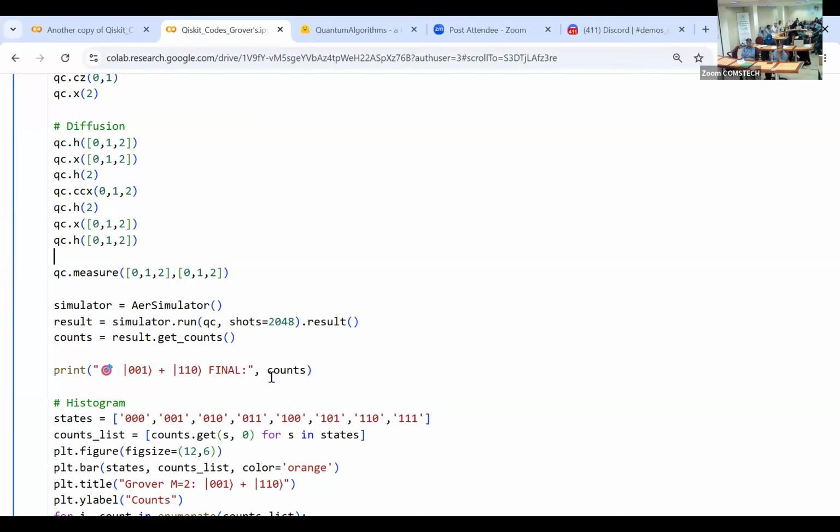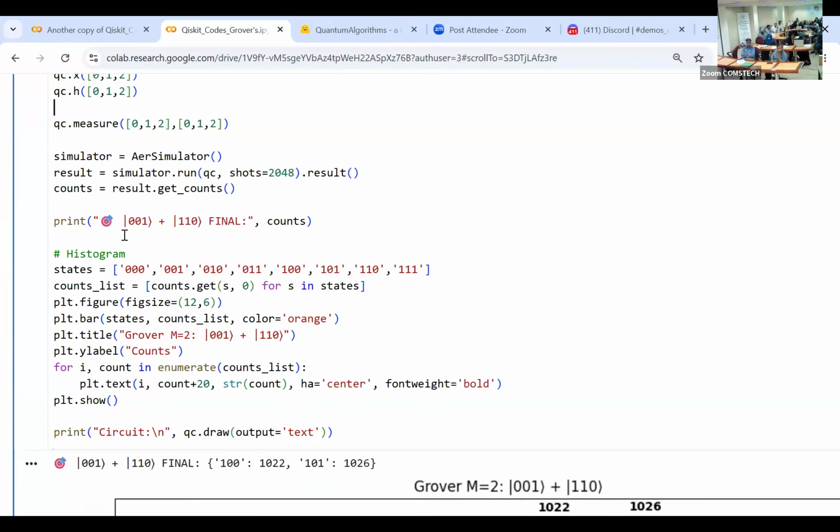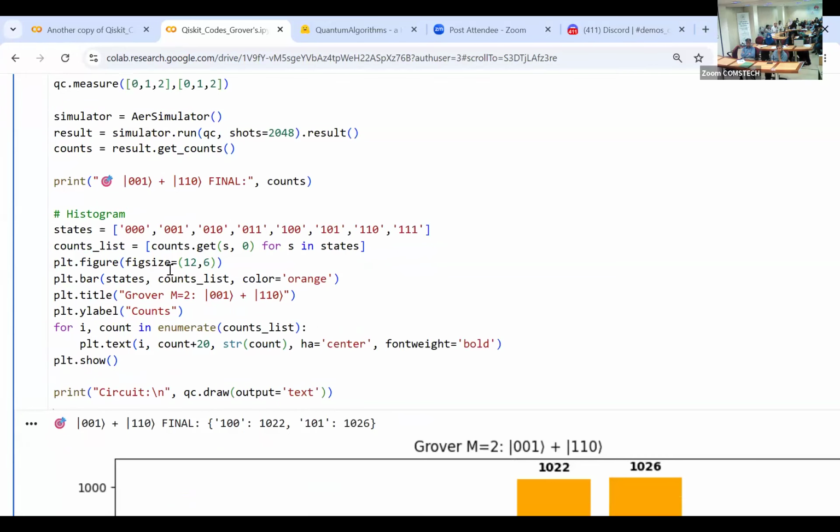Now, the final outcome is that we're going to get two states, that is the 0, 0 state and the 1, 1, 0 state together with a higher probability. We plot the same histogram, we plot the same circuit.